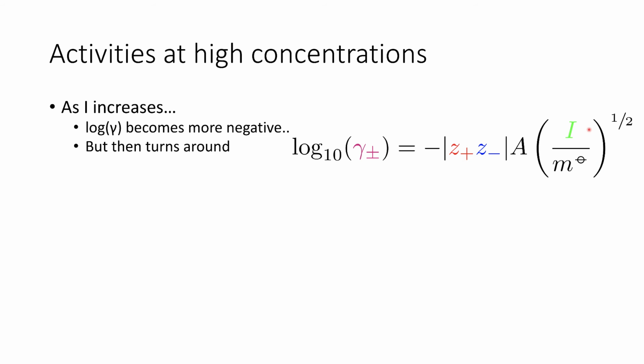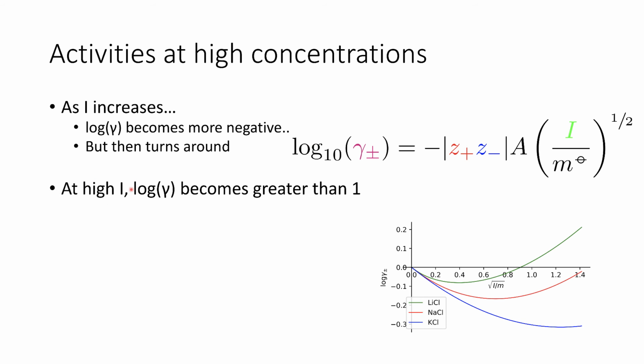So as we increase the ionic strength I, log gamma becomes more and more negative, but then it turns around. And what we find is that when we measure it, at high ionic strengths, log gamma actually increases. It becomes greater than 1. So what does that mean for our activity coefficient? This means the effective concentration, the activity, has become greater than the actual concentration in solution.